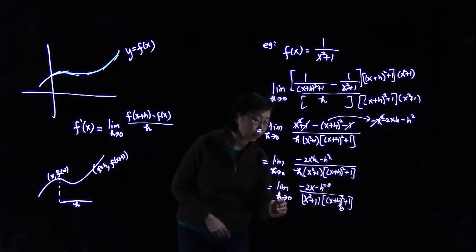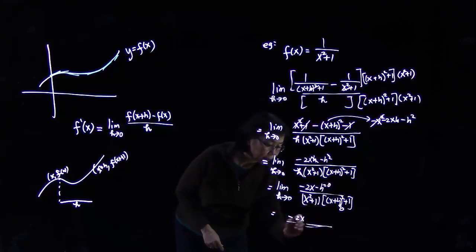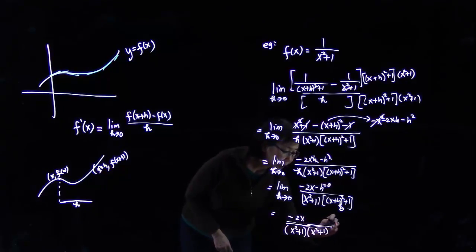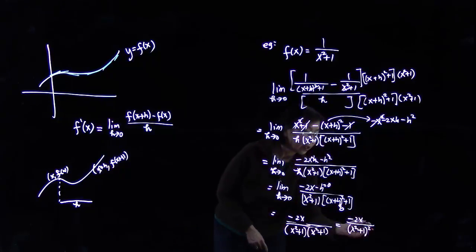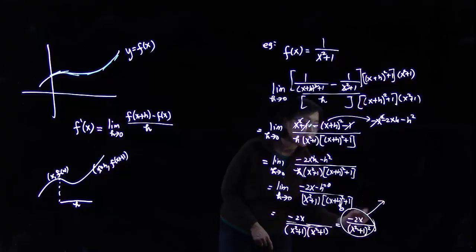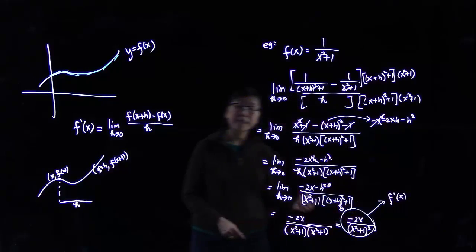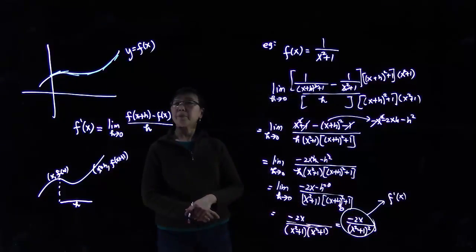Let's make this 0. So what do I have? I have negative 2x all over x squared plus 1 here, and that becomes x squared plus 1 also. So basically what I have is negative 2x over x squared plus 1 squared. So what is this? This is a derivative function. It's a function by itself that represents the slope of the tangent line at every point of the graph.